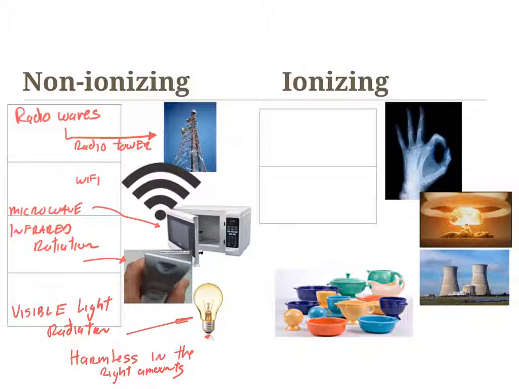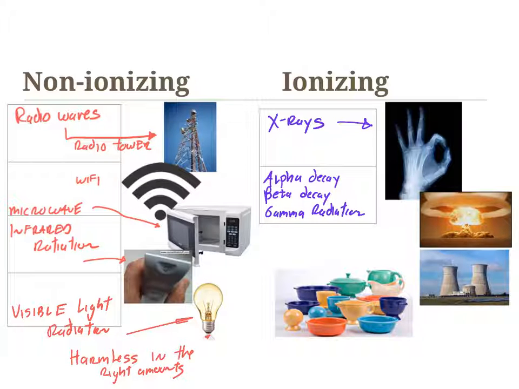The other type of radiation is ionizing radiation, and we have a couple of things that we need to keep track of there. We have X-rays, which is that, and then we have other types of intense radiation like alpha decay, beta decay, and gamma radiation. And examples of those are here, here, and here.